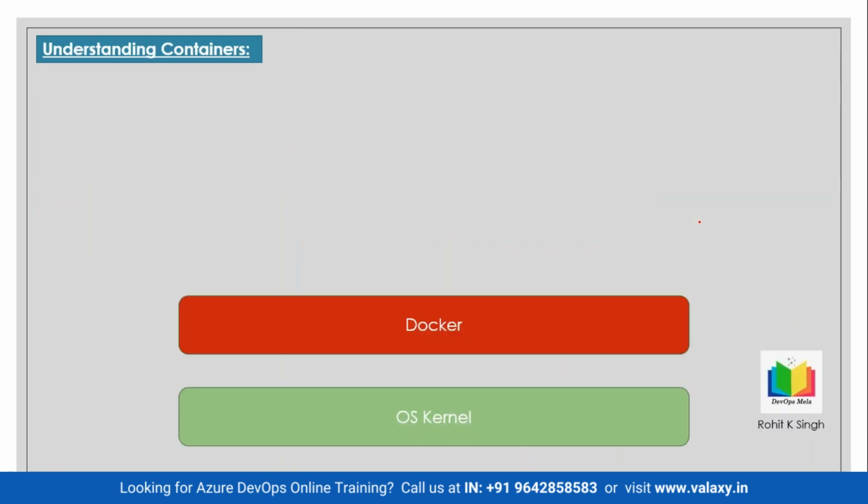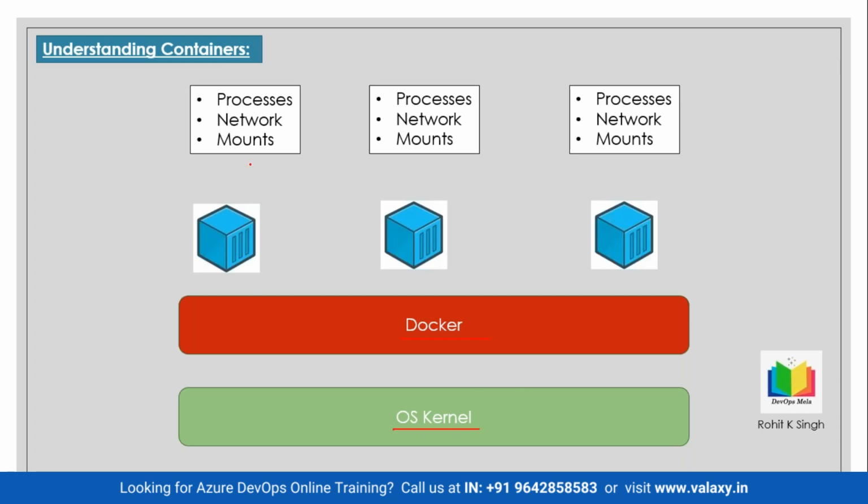understanding containers. Okay, let's understand. This is how you got this OS kernel, you got this Docker running on top of it. Now they have their own. So these are containers basically. They got their own processes, they got their own network, they got their own mount. Mount is nothing but storage, but they are using the same underlying kernel.